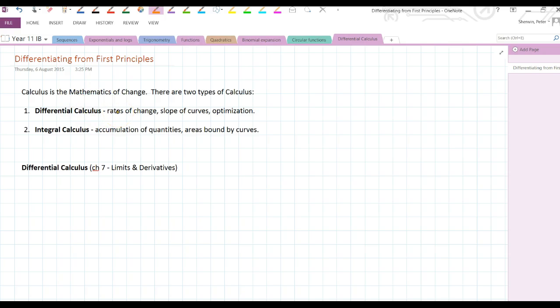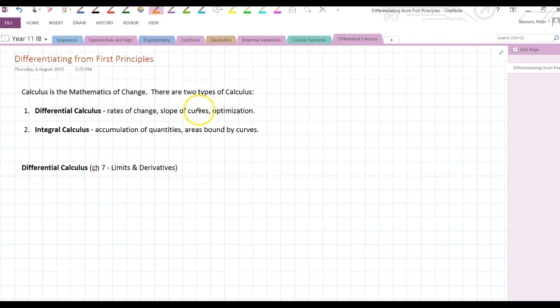So just a few notes here just to kick things off. What we've got right at the top here is differentiating from first principles. You'll see at the end of all this what that means. Don't worry about that at the moment. Just take that down because it will make sense a bit later on. But certainly this part of the introduction, calculus is the mathematics of change.